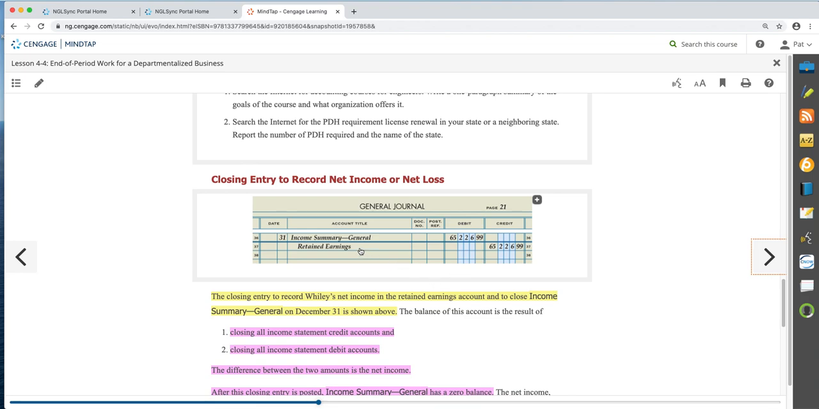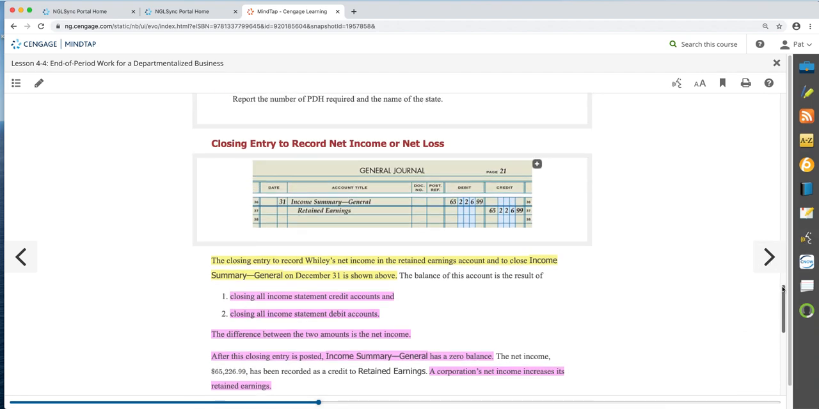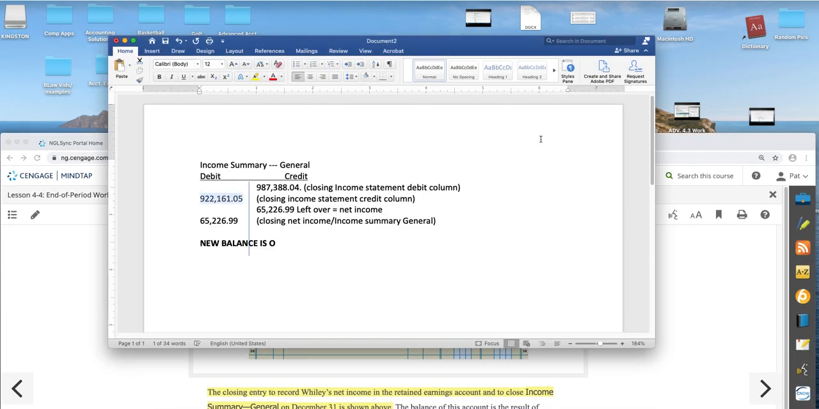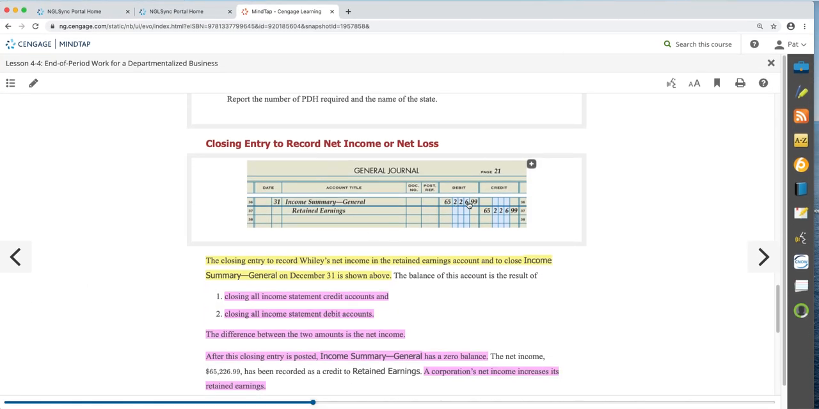Since it's a credit balance, the bigger part, 987, is credit. That's bigger than 922, so this is net income. We have to close that by debiting the total amount of net income into income summary general. That wipes income summary general back to 0. Okay, it gets income summary general back to 0.